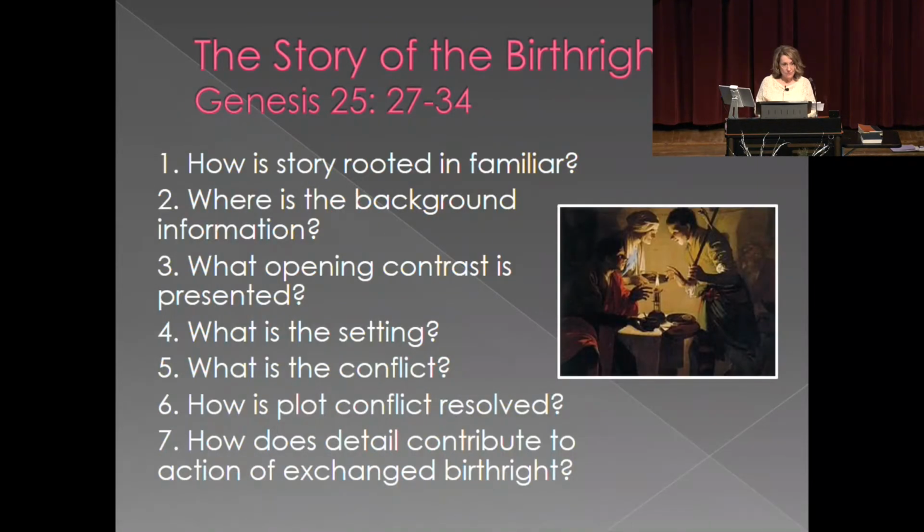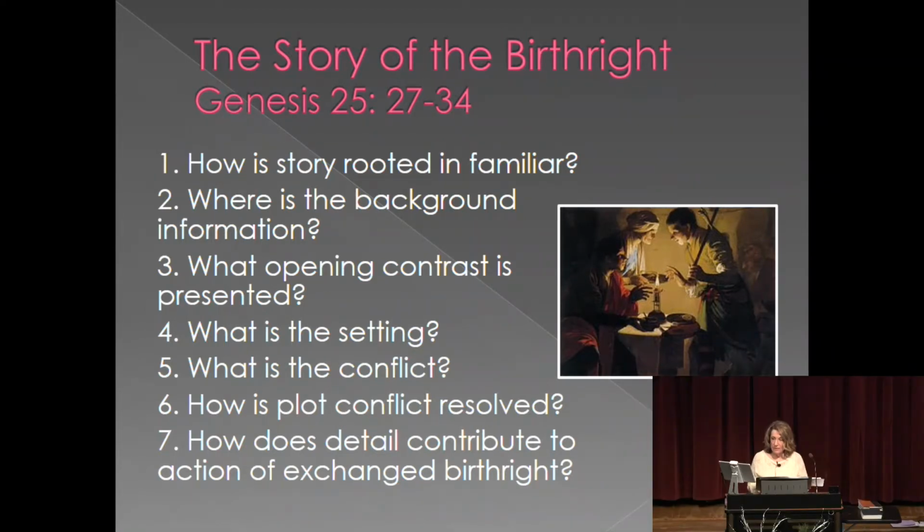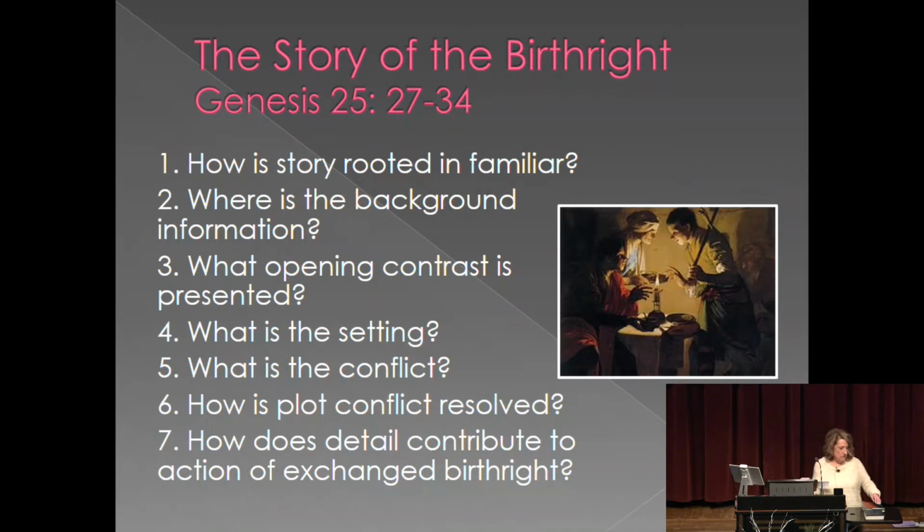And I ask you to read one for tonight. So if you don't mind, take out your Bibles and turn to Genesis 25, 27 through 34. And I'm going to ask you a few questions about the story of the birthright.